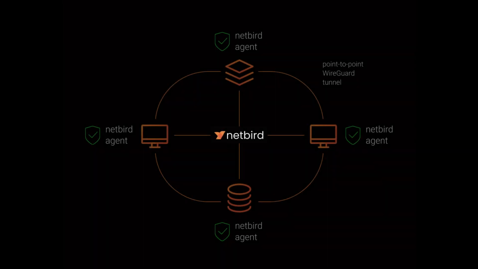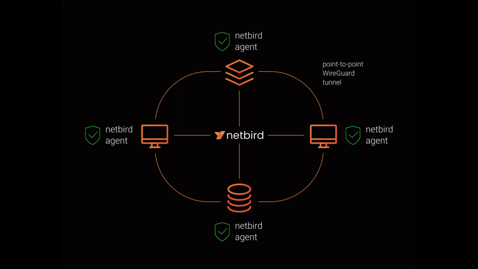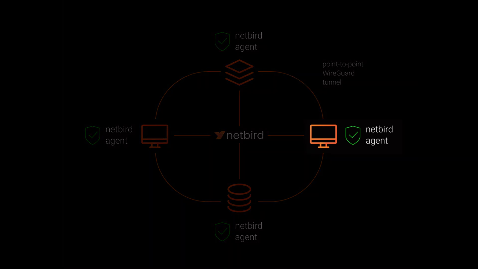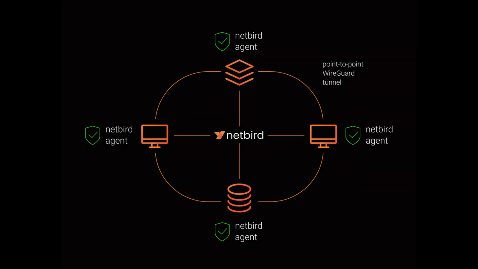So NetBird is a peer-to-peer or overlay network that connects your machines directly to each other, and that without the need to open ports or configure firewalls. And to make this happen, you'll need to have the NetBird client application running on your machines. So let's begin by adding a device to our network, starting with this laptop.